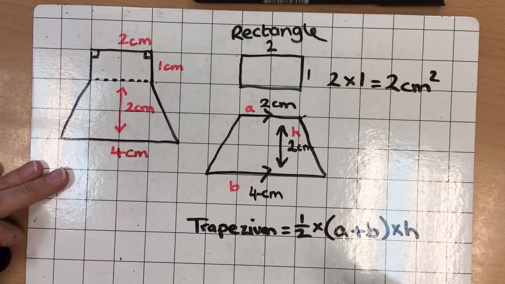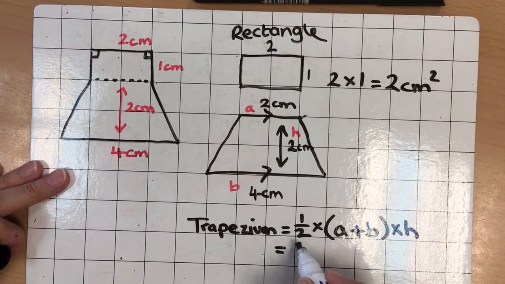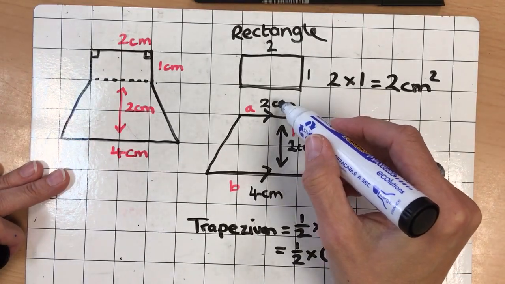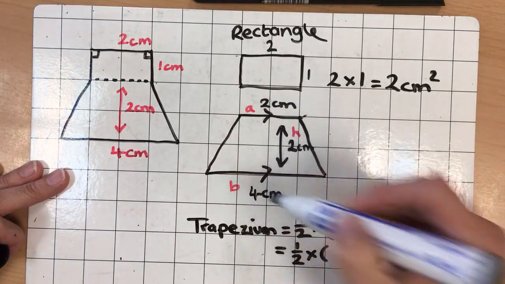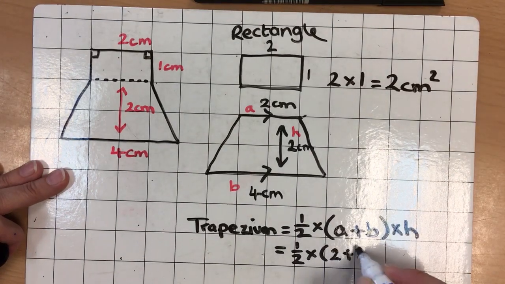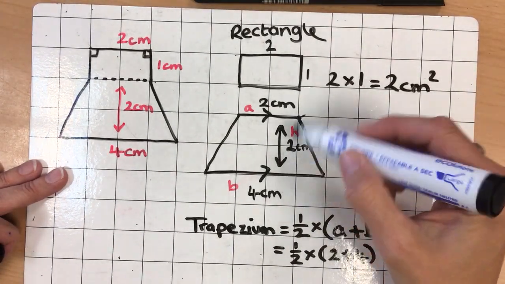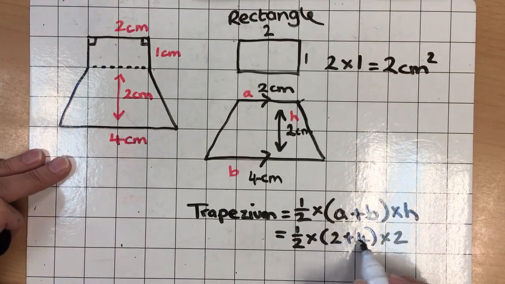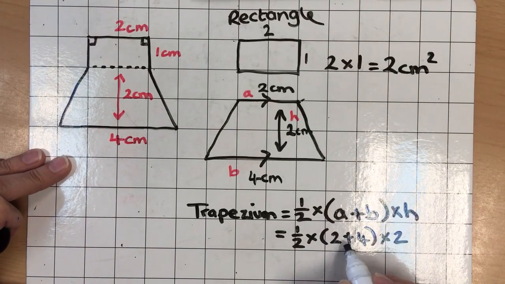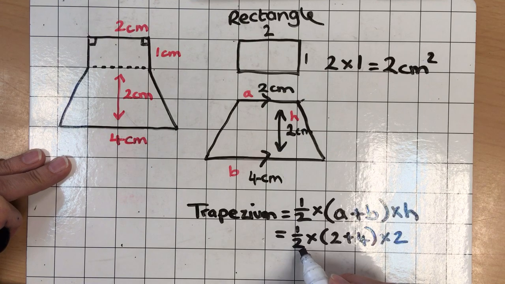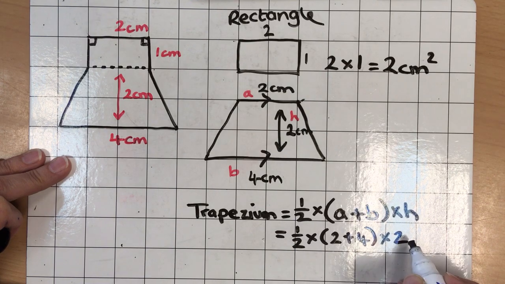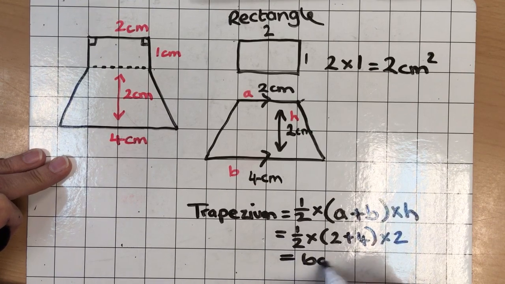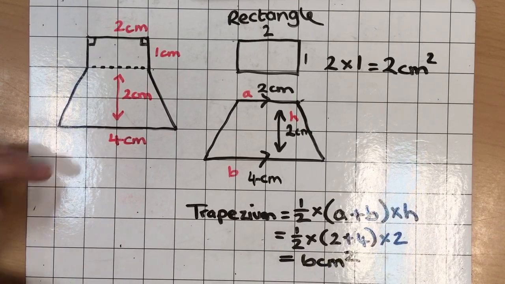So the area of my trapezium is 1/2 multiplied by the parallel lines added together, so 2 plus 4, and then times by the vertical height, which is 2. So 2 plus 4 is 6. Half of 6 is 3, times 2 is 6 again. So 6 centimeters squared.